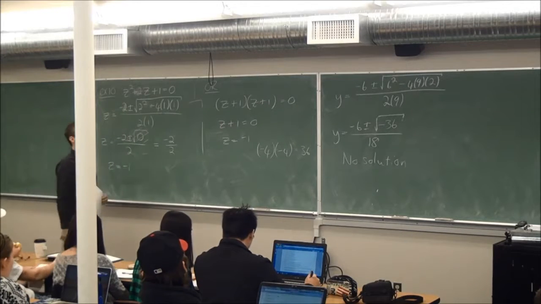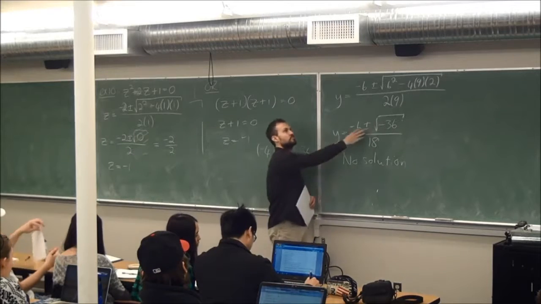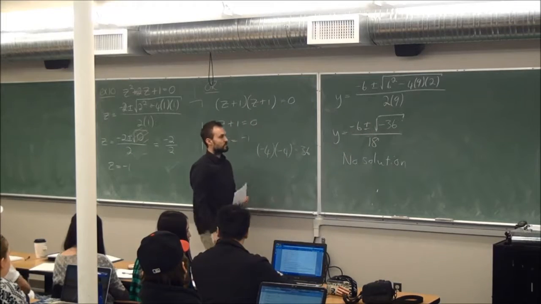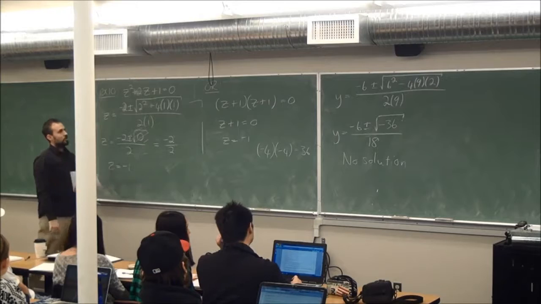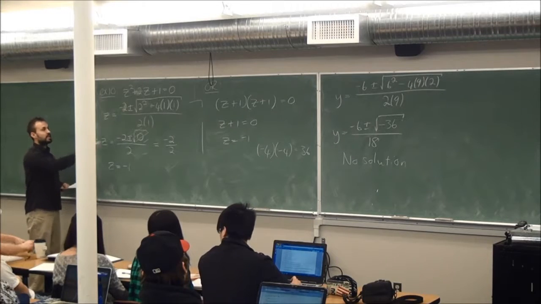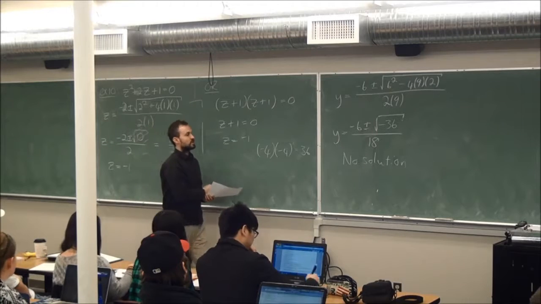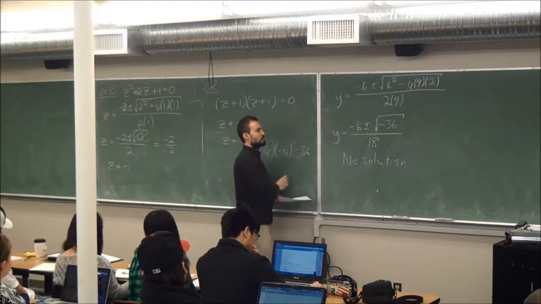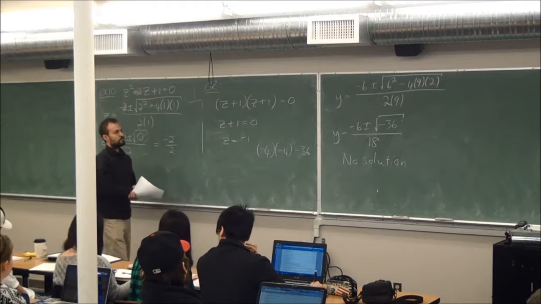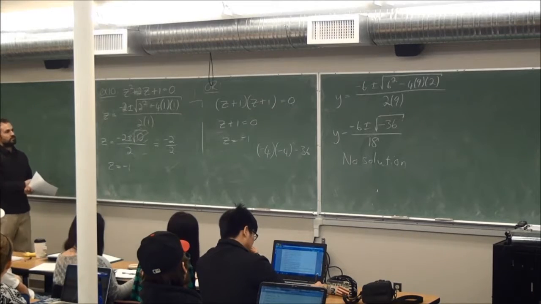Now, if you're really interested, we do get it. You can do this, but it's not with real numbers. So in the setting of the real numbers, we say there's no solution. There's no number that represents the square root of negative 36.